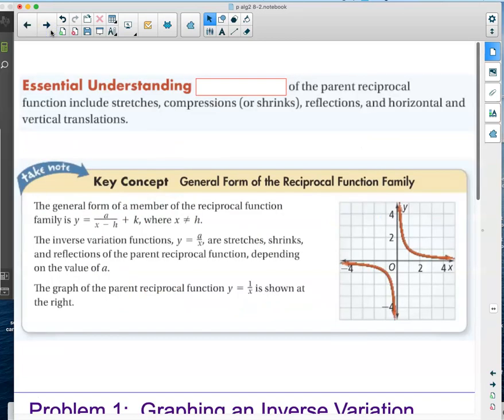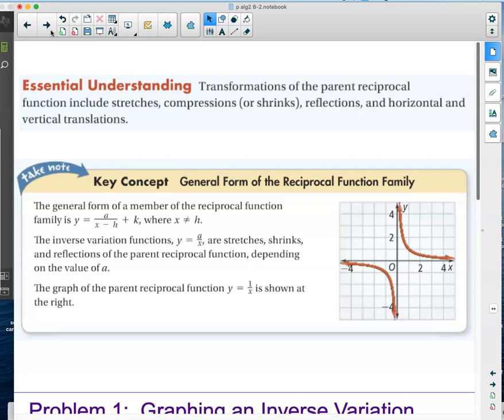Alrighty, our essential understanding. We are eventually going to get to transformations because the parent is 1 over x, but the numbers are going to change. So we have to know what the basic looks like, and then we have to know how to make changes to it. All right, transformations of the parent reciprocal function include all the things we've talked about this year. Stretches and compressions. Compressions are also called shrinks. Could be reflections, horizontal and vertical translations.